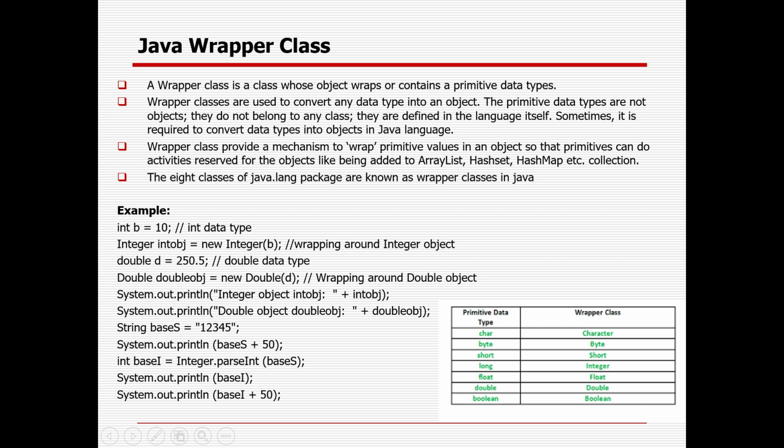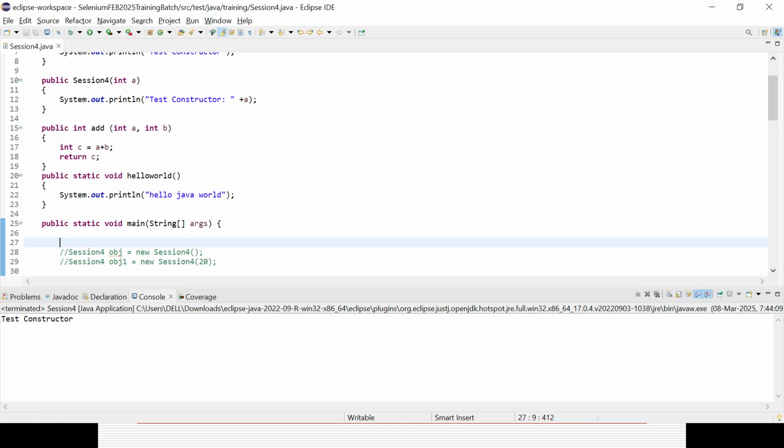So this is the primitive data type and this is the corresponding wrapper class. Char, Character; byte, Byte; float, Float; int, Integer; double, Double; boolean, Boolean. This is the wrapper class and this is the data type. So how can I convert a primitive data type into an object of a wrapper class? Let's see the way I can do it.